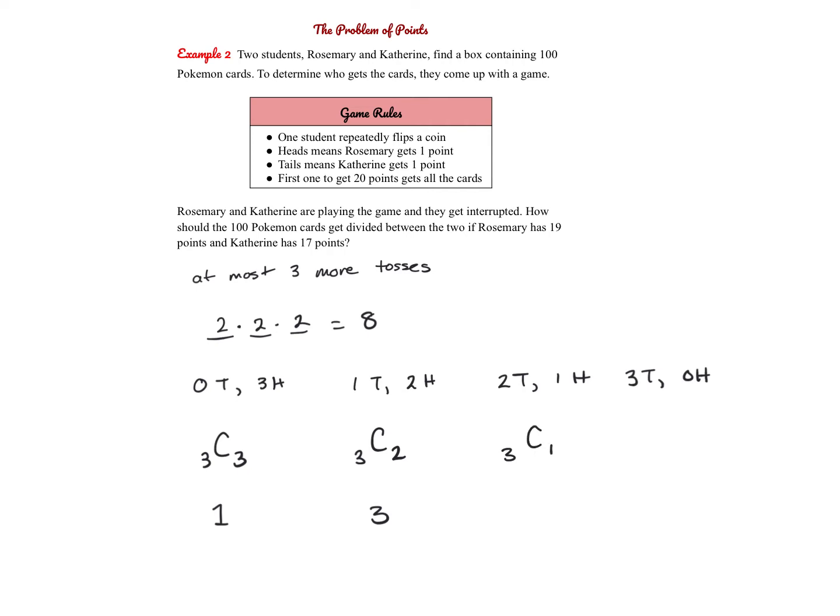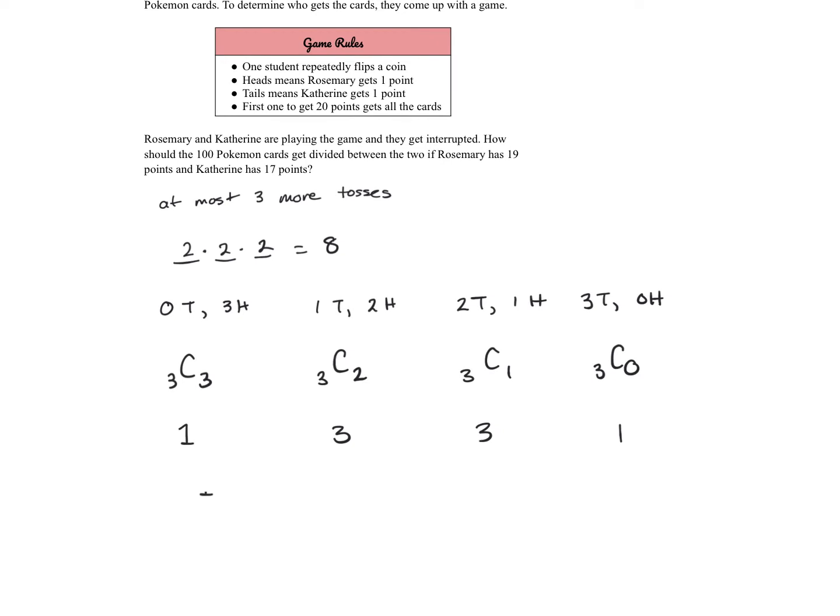Here, 3 choose 1, so 1 favorable outcome, that's also 3. And then here, how many ways can we get 0 heads? It'd be 3 choose 0, which is 1. Okay, so you can see here that there are 8 possible combinations for tossing 3 coins, or tossing a coin 3 times.